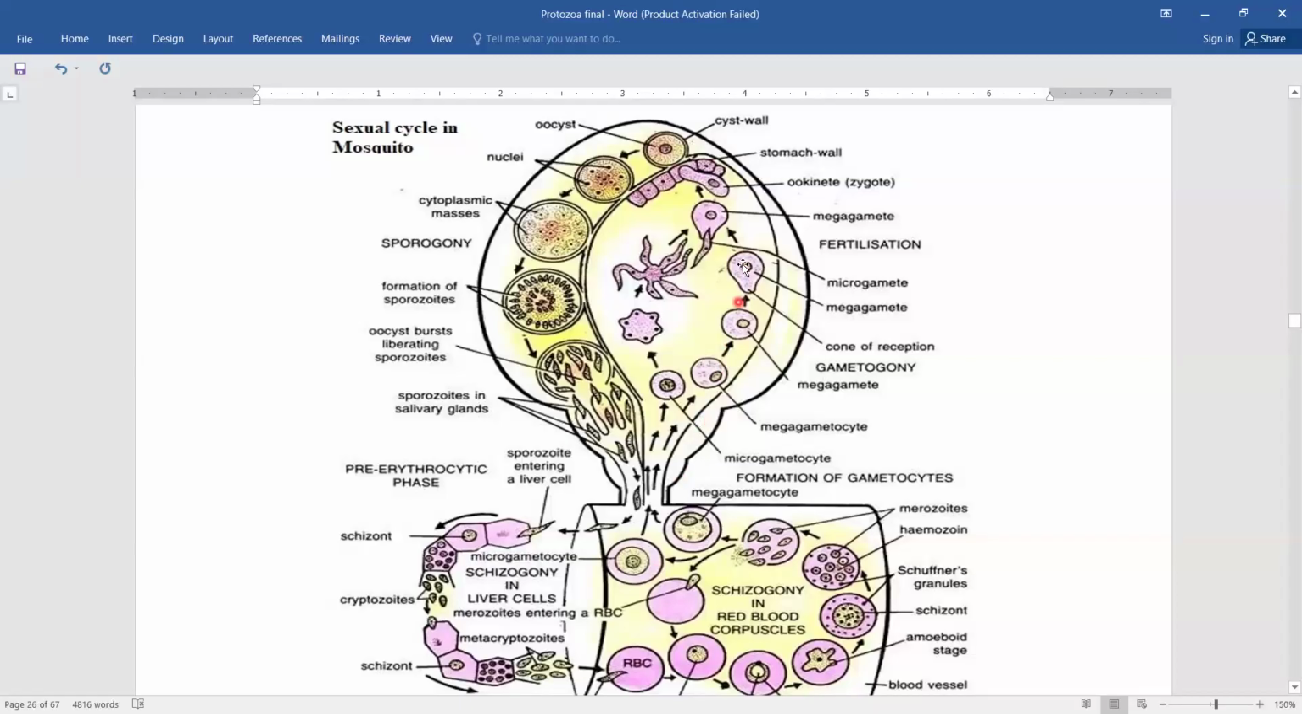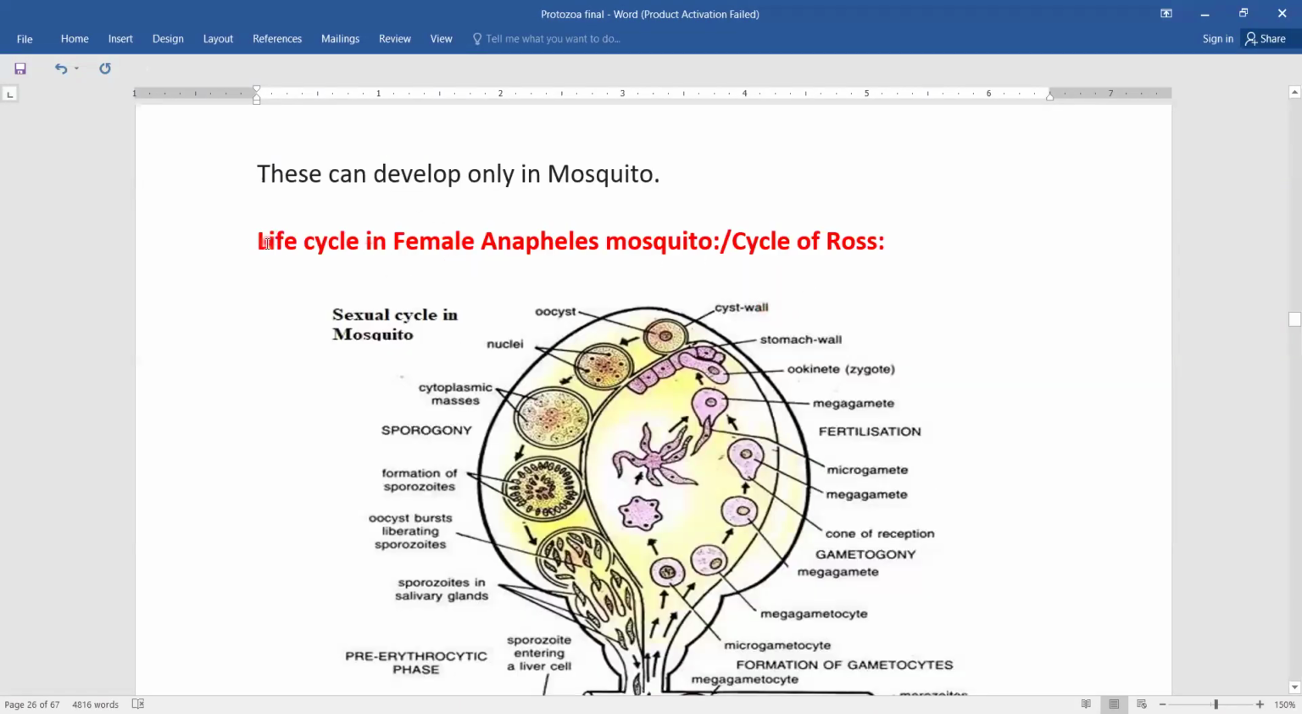They reach the mosquito gut or intestine. Okay, so the cycle of Ross, or life cycle in the female Anopheles.